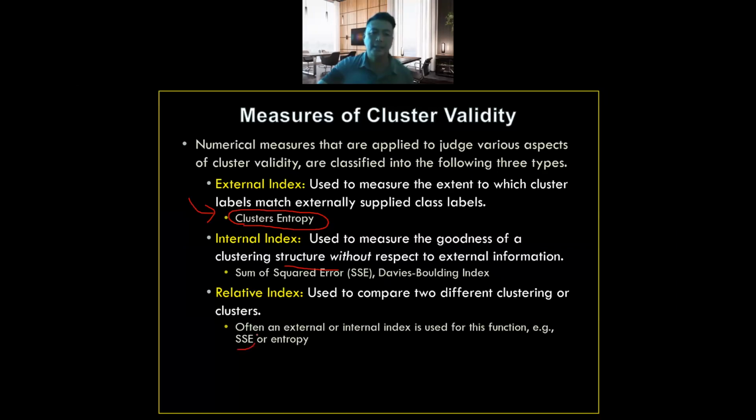This is the sum of square error or the entropy. So it could be the sum of square error or the entropy. So we will look into these two.